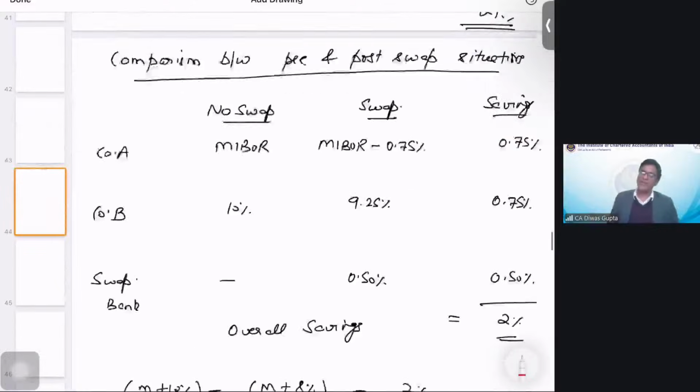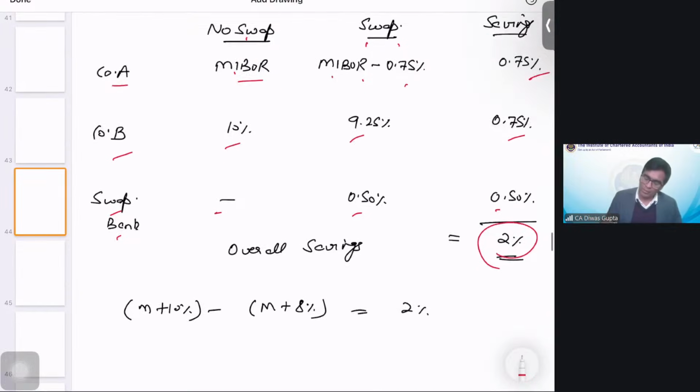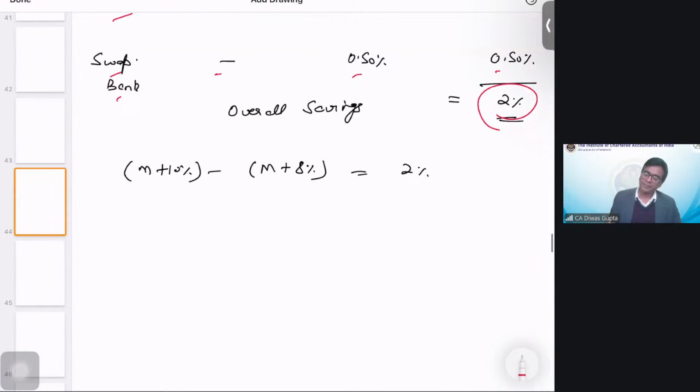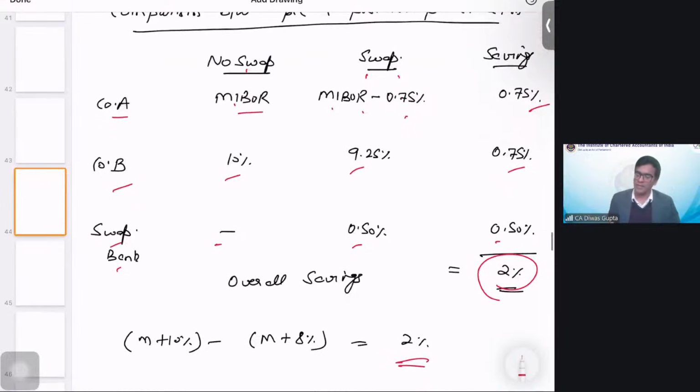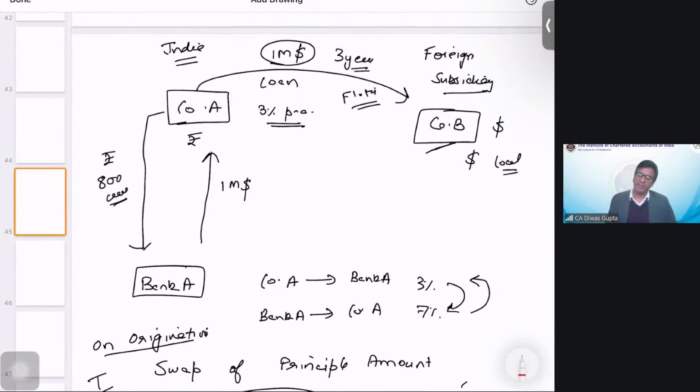Okay, so if you see, these are the pre and post swap situations. Company A, if there is no swap, then there is MIBOR. If there is a swap, then there is MIBOR minus 0.75. There is a saving of 0.75. Company B, no swap, they would have entered into 10%. Now they are incurring 9.25. So 0.75 becomes their net amount. Similarly, for swap bank, 0.5 is their earning. So in totality, they are ending up at 2%, students. So this is what their overall savings is, students. Okay, perfect.